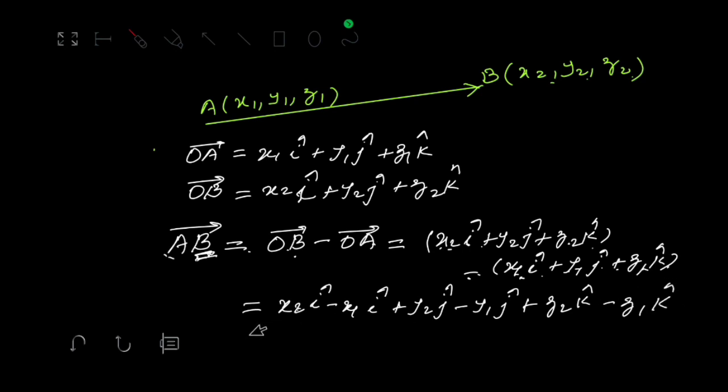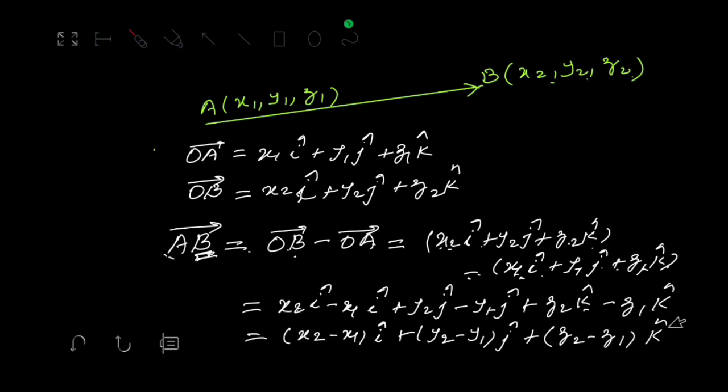So if we take i cap common out of these two terms, we have x2 minus x1 i cap, plus if we take j cap common out of these two, within a bracket we have y2 minus y1 j cap, and out of these two terms, if we take k cap common, within a bracket we have z2 minus z1 k cap. So in this way, we may find a vector whose terminal and initial points are given.